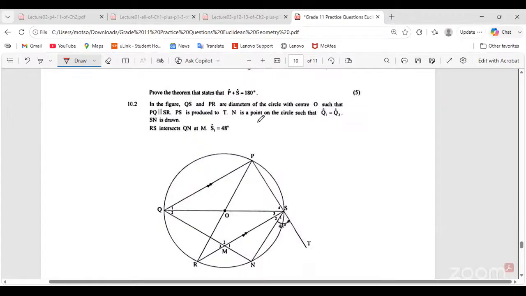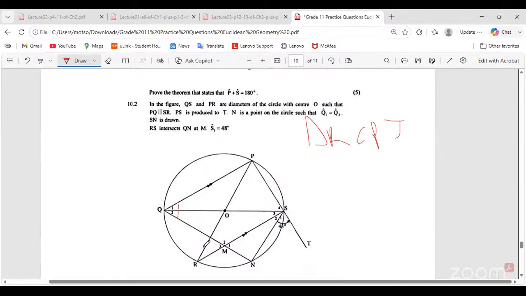N is a point on the circle such that Q1 is equal to Q2. These angles are equal here, right? SN is drawn. Now, RS intersects QN at M here. S1 is 48 degrees.